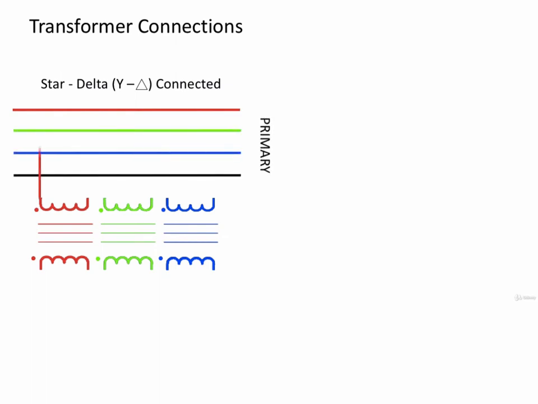One terminal of the primary terminals are connected to the system lines or buses, and the other terminals are connected together to form a primary neutral.